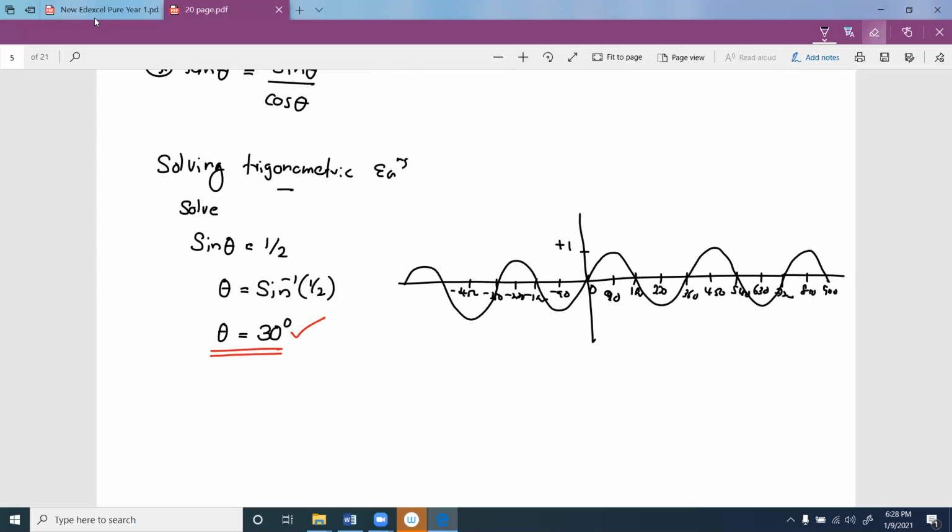Then if you need to find the solutions for half, this is the point of half. If you draw a horizontal line somewhere like this, you can see this is the first solution you get, 30. This is the answer you get from your calculator. But you can understand that there are several angles more than this. This side also you get more. Here also you get more. A lot of angles are there.